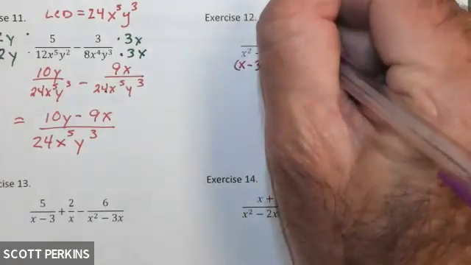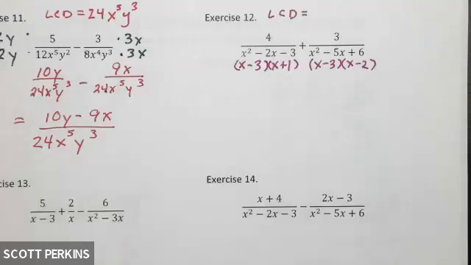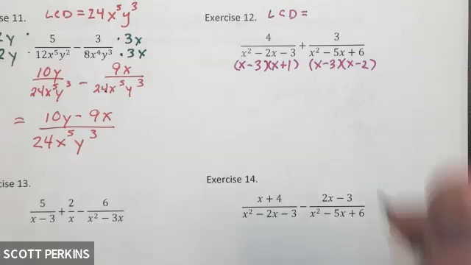All right, I'm going to give you 12 seconds. I want you to identify what are the factors that I need in my least common denominator. Remember, we take one of every factor we see. How many factors is my least common denominator going to have? 3. There are 3 factors here.